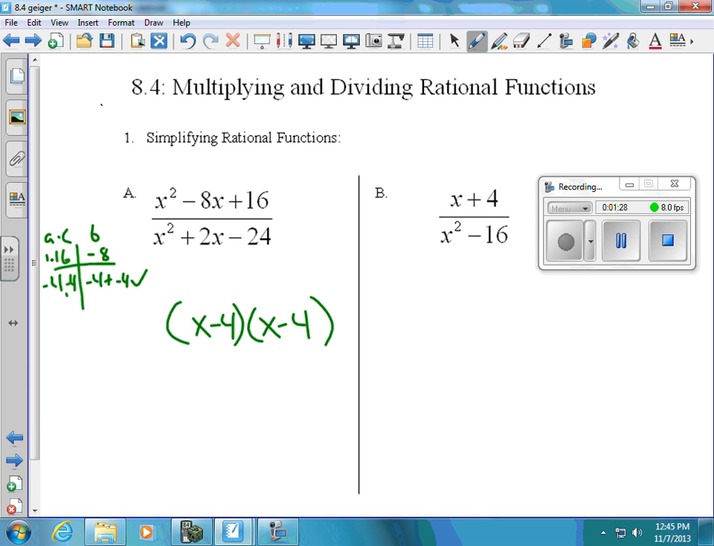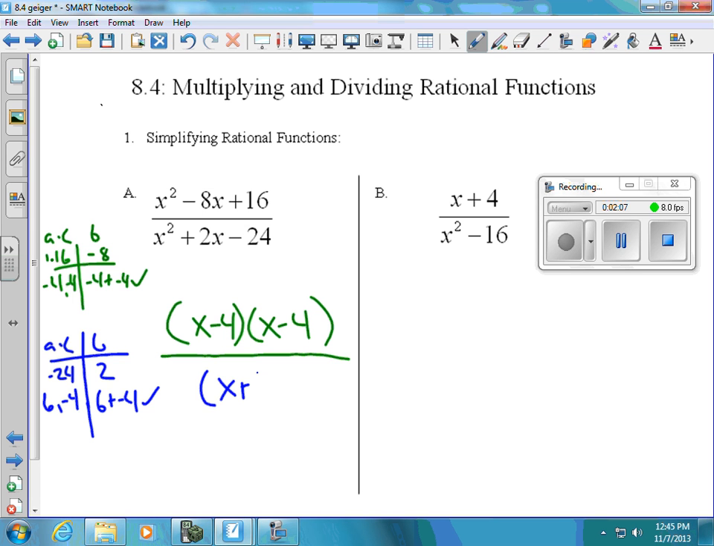If there was a number other than 1 in front of x squared, we would divide by that a value on the constant part, the number part of each of these, but a is 1, so there's nothing else to do. So we go to the bottom, x squared plus 2x minus 24. A times c is negative 24, and what adds to make 2? What multiplies to make negative 24 and adds to make 2? That's 6 and negative 4. 6 plus negative 4, that works. So we get x plus 6 and x minus 4.